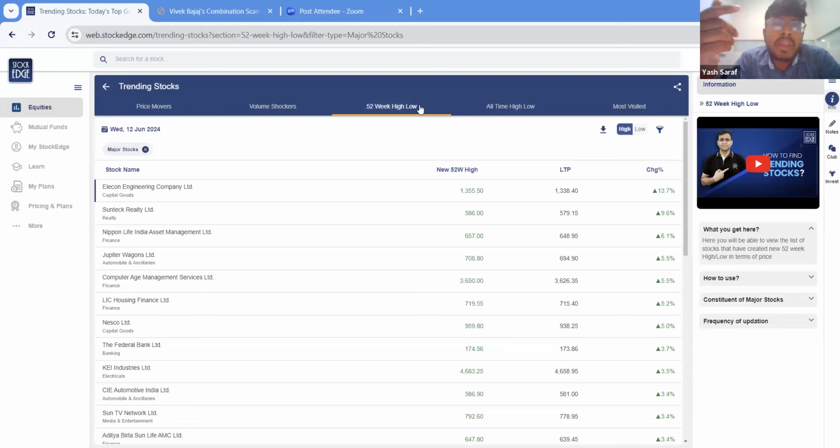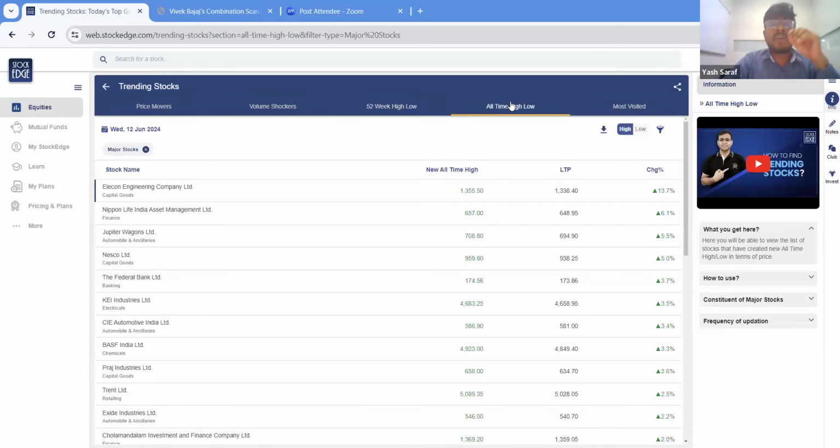So that clearly gives you a 3 to 4% or 5% movement in intraday itself. So 52-week high low, volume shockers, all-time high low is a very good and very useful section for all traders out there, and specifically for swing traders and swing investors as well, because you can find good stock opportunities during the intraday market hours from trending stocks itself, right?